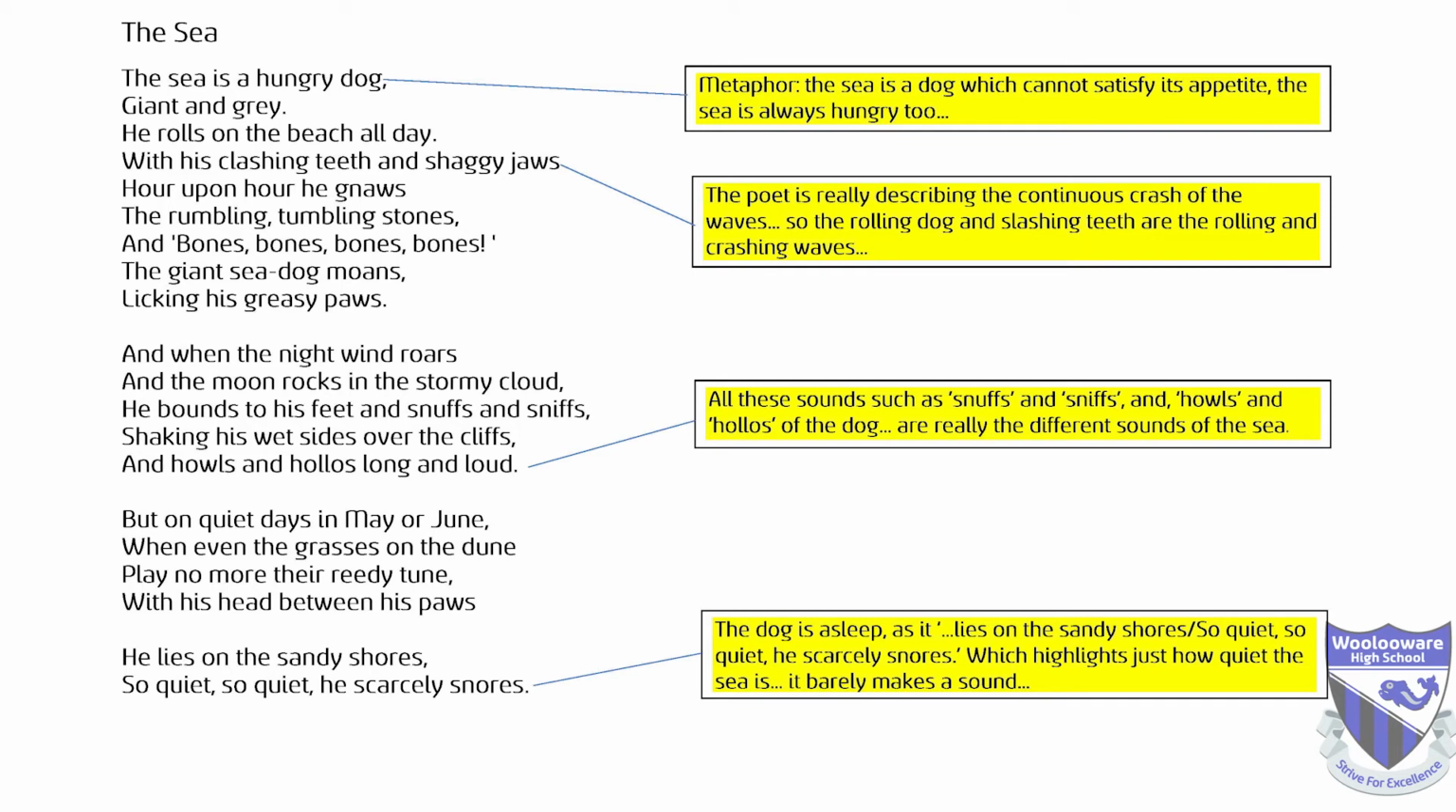Up to this point, the poem is very noisy because the howling dog with the clashing teeth was a wild sea. But what about when the sea is calm? The poet repeats quiet to show how the dog acts during calm times. Well, the dog is asleep as it lies on the sandy shores. "So quiet, he scarcely snores," which highlights just how quiet it is. It barely makes a sound. Just like when the sea is calm, you can barely hear it.